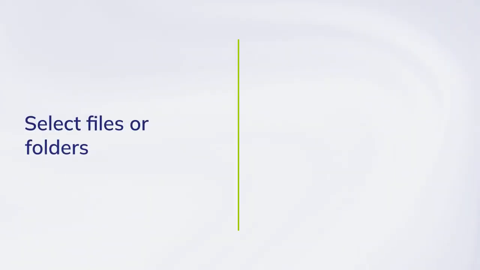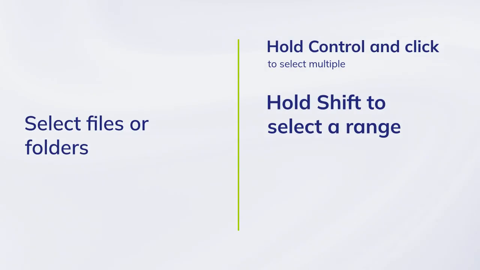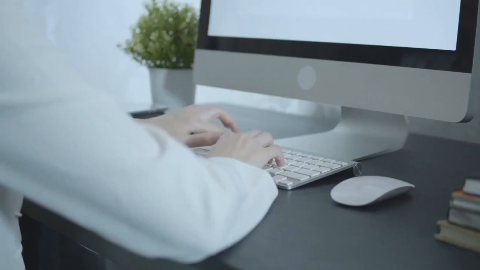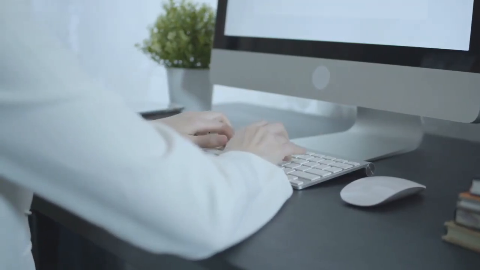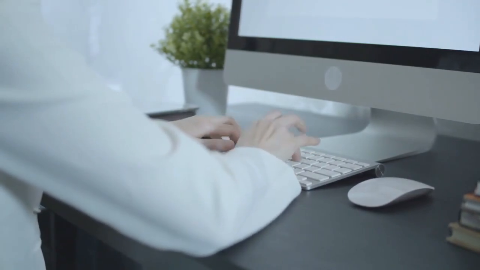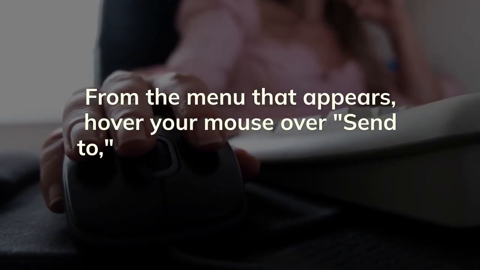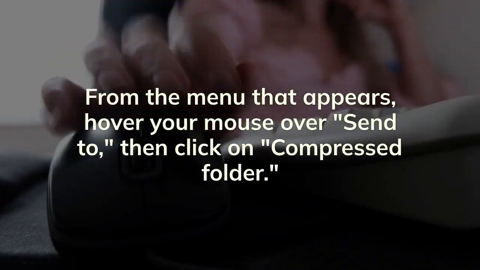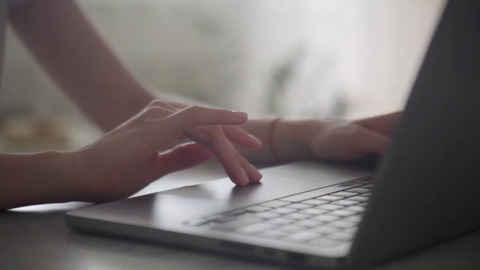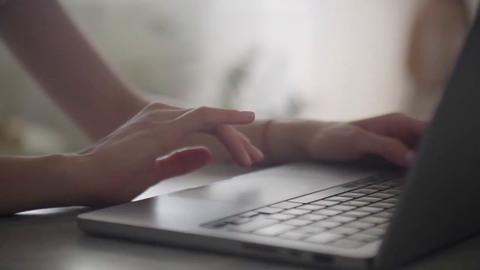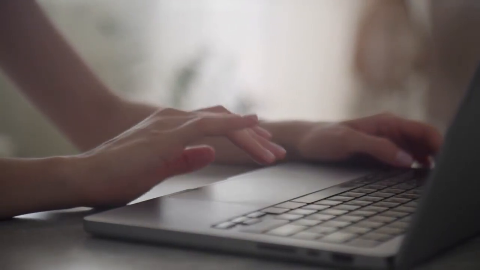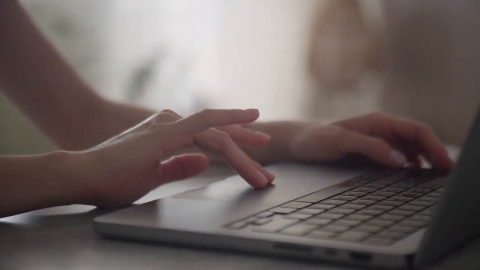If you're on a Windows computer, first locate the files or folders you want to compress. You can select multiple files by holding down the Control key and clicking them, or select a range by holding Shift. Once your files are selected, right-click on any of the selected items. From the menu that appears, hover your mouse over Send to, then click on Compressed (zipped) folder. Your computer will then create a new zip file in the same location as your original files. You can rename this zip file if you like.